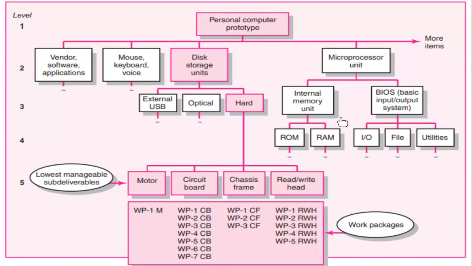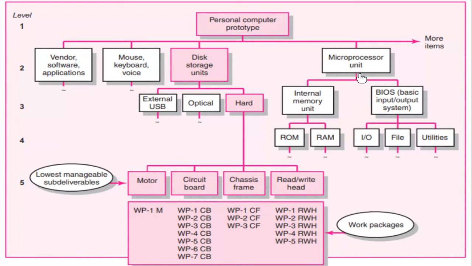The same thing is true over here. At level 2, we require a microprocessor unit, right? The microprocessor unit is further broken down because we can't determine the cost here. We can't determine how long it will take here, right? So what do we need to do?